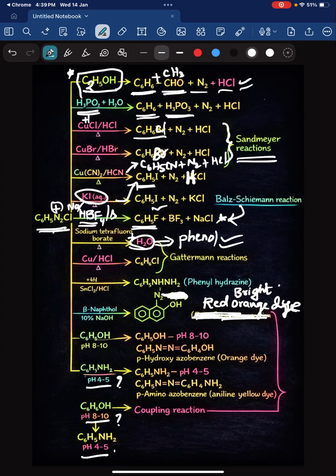And coming to the Gattermann reaction, even this you studied in the haloalkanes chapter. So with Cu powder we get chlorobenzene, and similarly with reduction we will get phenylhydrazine. So the reagent is SnCl2 plus HCl.